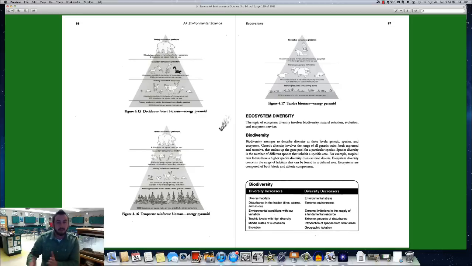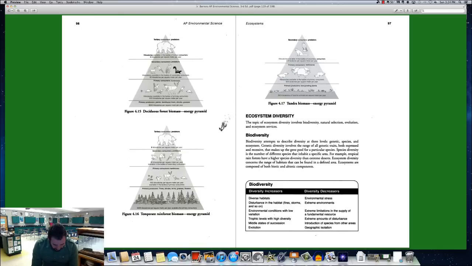So it varies depending on the net primary productivity. Don't forget about that. We did a whole lab on that with our cartoon character food webs. Let's go ahead and get into ecosystem diversity, taking a closer look at biodiversity, and attempting to describe diversity at 3 levels: the genetic, the species, and the ecosystem. And we're going to take a closer look at each of these.